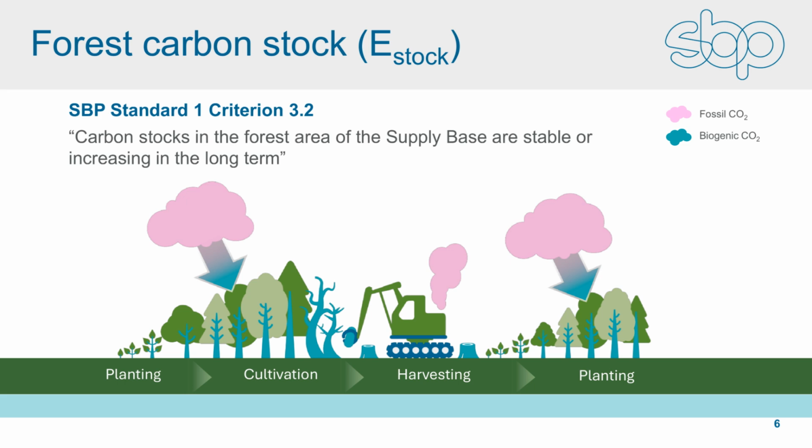Standard 1, criterion 3.2, is the criterion that delivers this guarantee. It requires that carbon stocks in the forest area of the supply base are stable or increasing in the long term. This is why we can, with integrity, treat biomass combustion as 0 rated for CO2. Without this guarantee, the whole logic of substituting fossil fuel with biomass would not hold. Behind every gram CO2 number you'll see in this training is the assurance that comes from Standard 1.